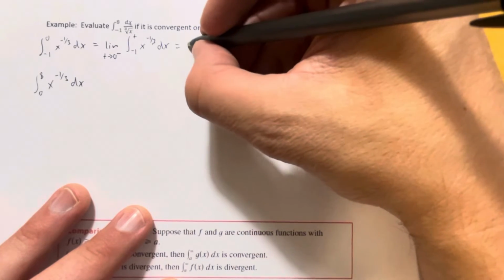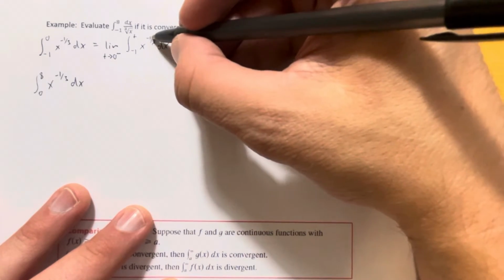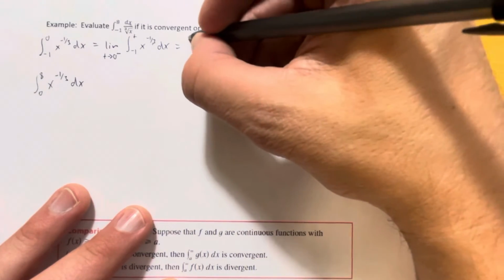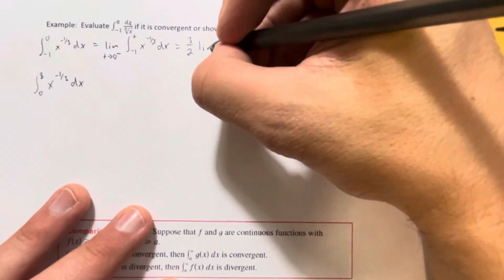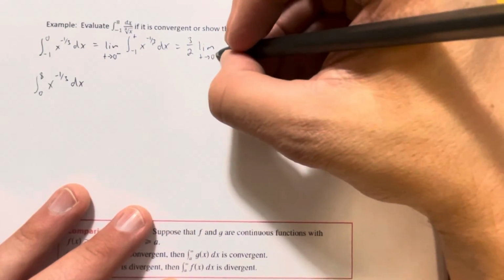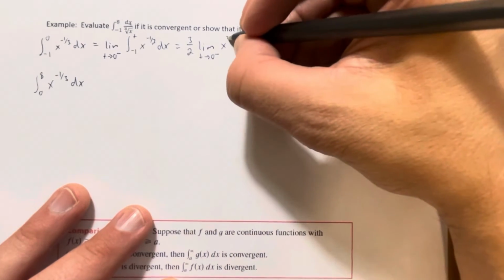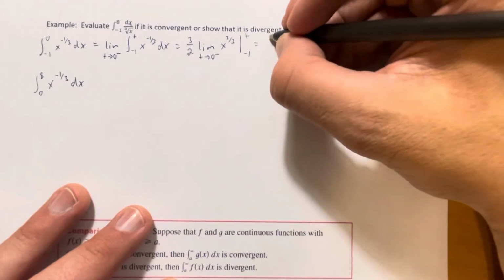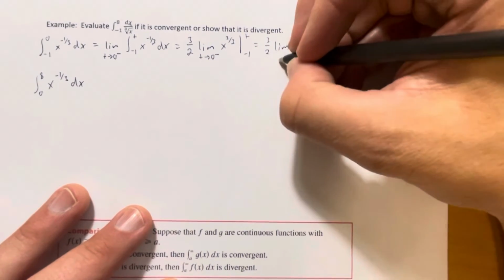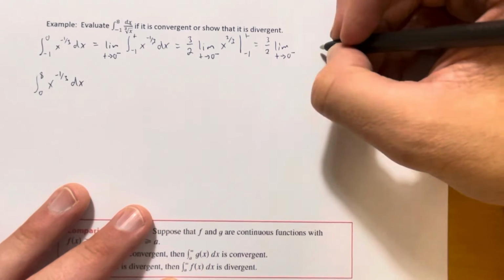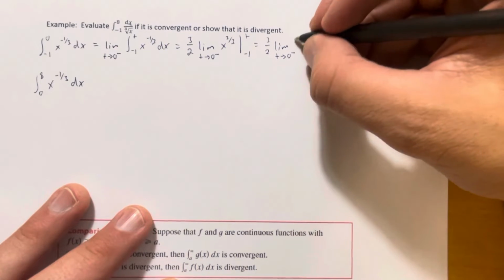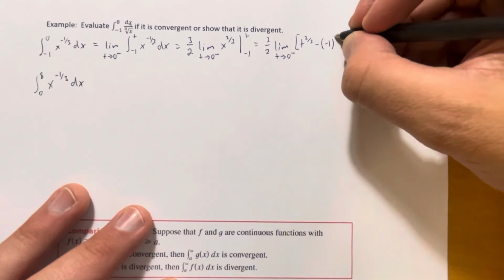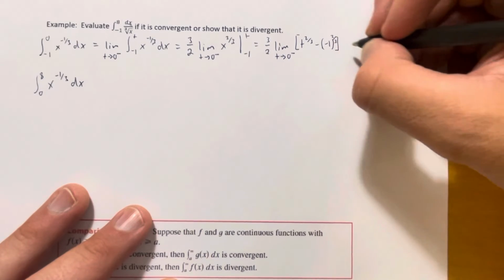This is an easy one to evaluate. So this, I'm going to add a 1 to my exponent, which is 2/3, and then I'm going to multiply by the reciprocal, which is 3/2, and that 3/2 I can take outside of that limit as well. The limit as t approaches 0 from the left of x to the 2/3 power from -1 to t, okay? That is equal to 3/2 times the limit as t approaches 0 from the left of t to the 2/3 power minus (-1) to the 2/3 power.